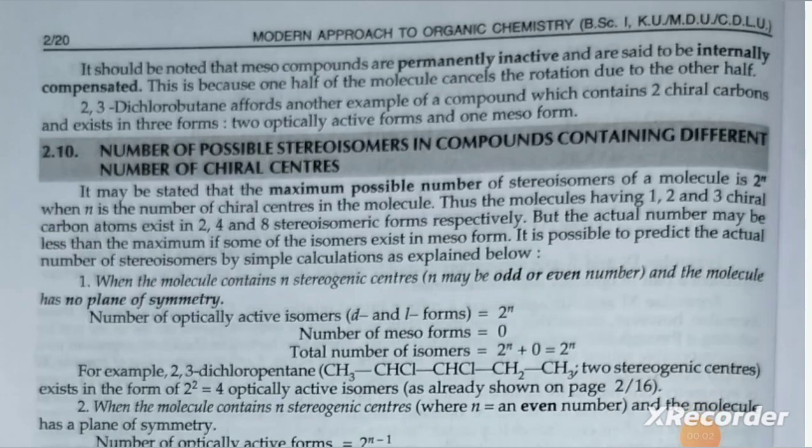It should be noted that meso compounds are permanently inactive and are said to be internally compensated. This is because one half of the molecule cancels the rotation due to the other half. 2,3-dichlorobutane affords another example of a compound which contains 2 chiral carbons and exists in 3 forms: 2 optically active forms and 1 meso form.